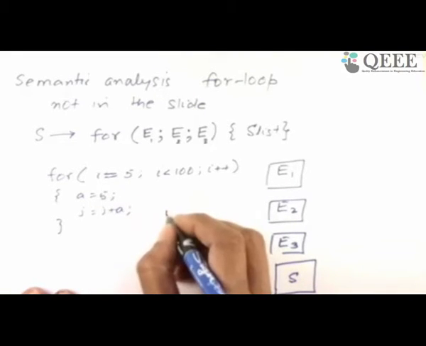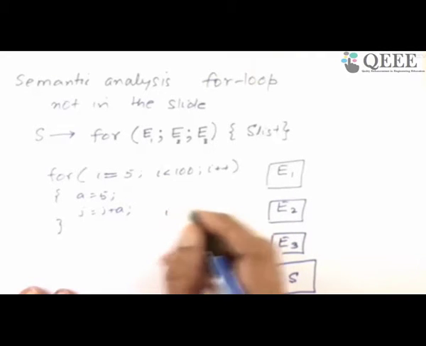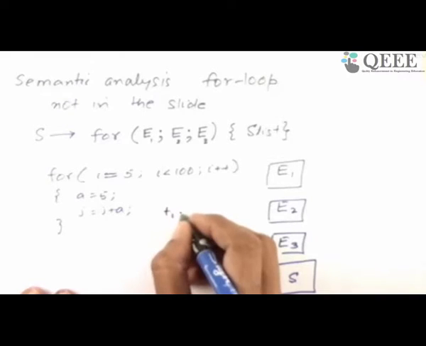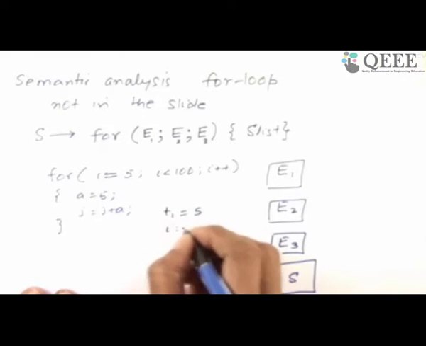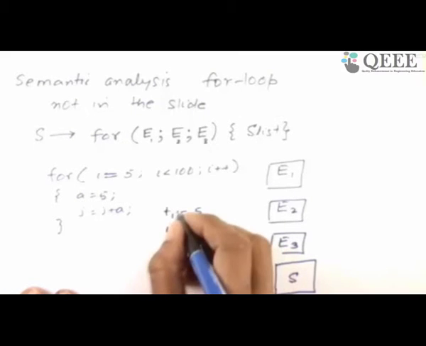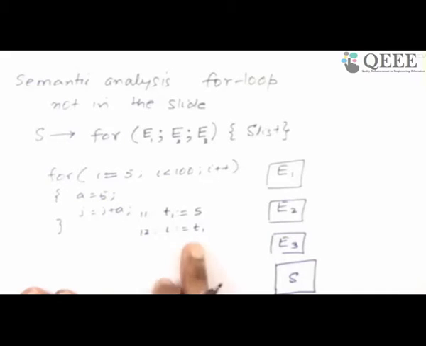So when I get I equals 5, I may actually write I equals 5, or if I could do it very dumbly, I can write P1 assigned 5, and then I can say I is assigned P1. This is my intermediate code. Let's say this is 11, this is 12. This is the code for E1 done.